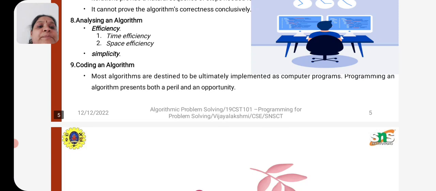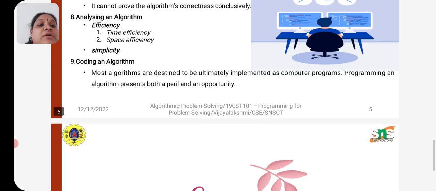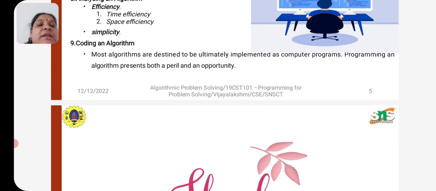Coding an algorithm. Most algorithms are designed to be ultimately implemented for creating any computer program. Programming means which will be a peril and an opportunity.